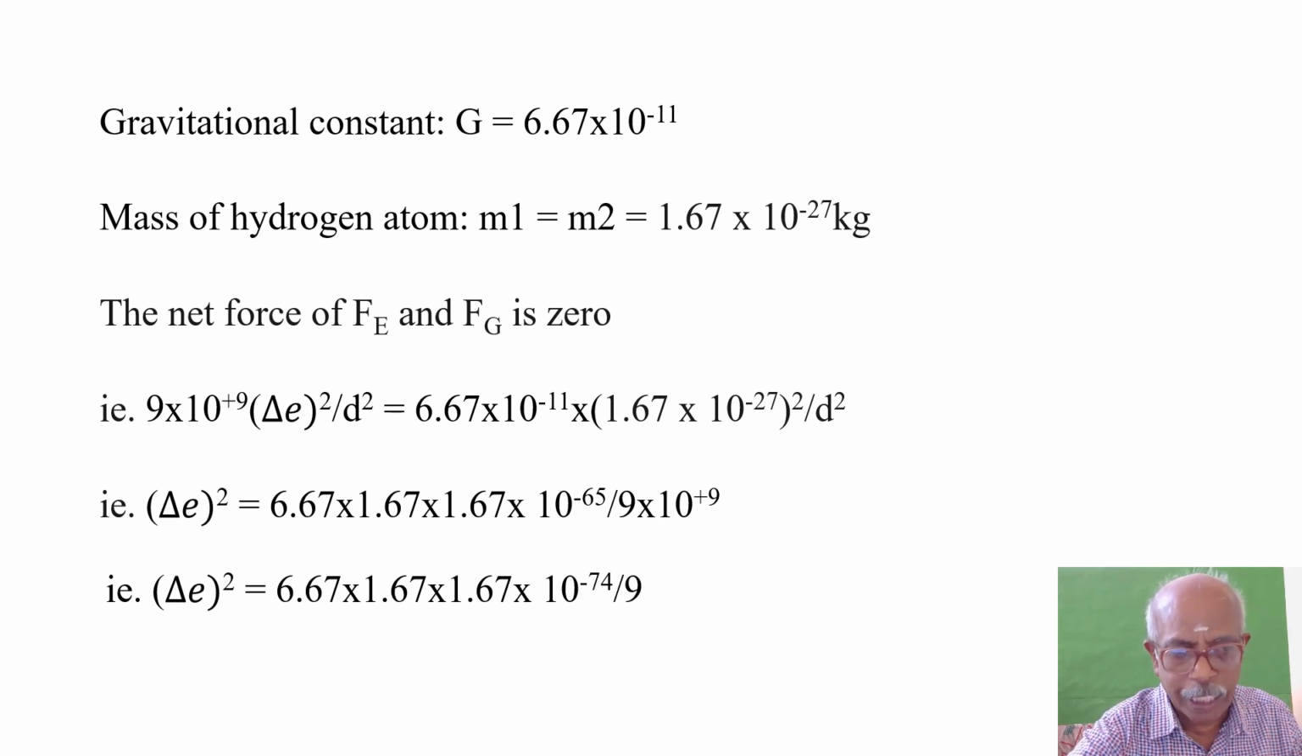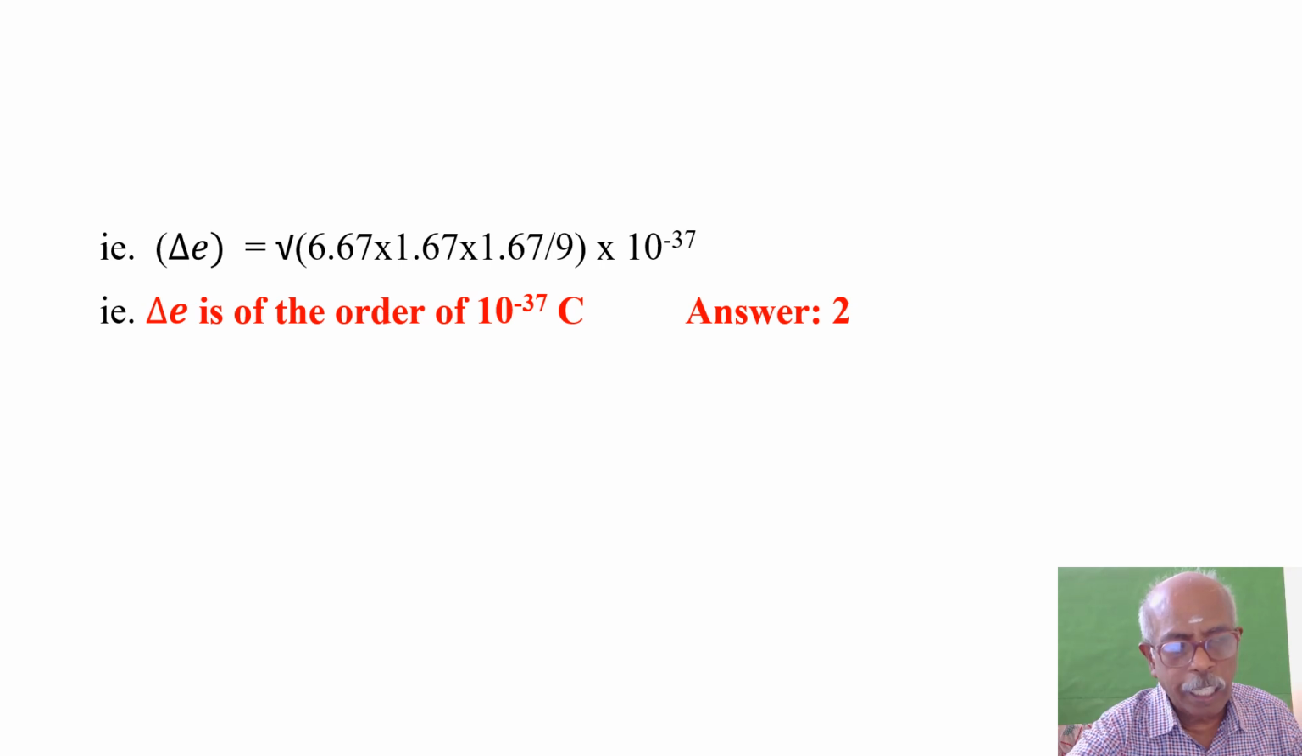You need not worry about this number, because in the question they have asked only the order of delta e. So if you take the square root on both sides, here you have delta e and here you have 10 power minus 74 divided by 2. What is 74 by 2? 37. So delta e is of the order of 10 power minus 37 coulomb. So option 2 is the right answer.